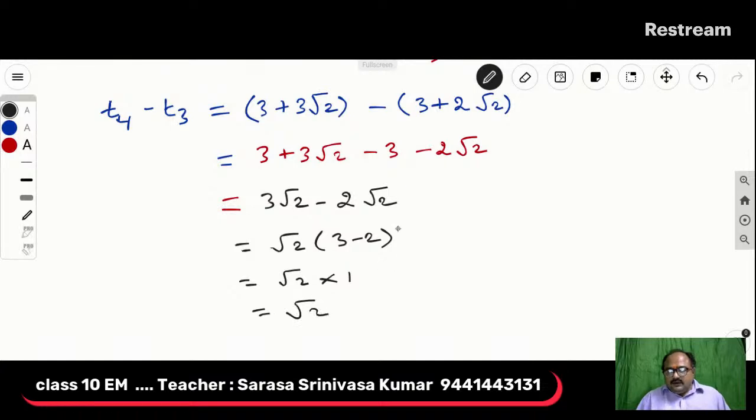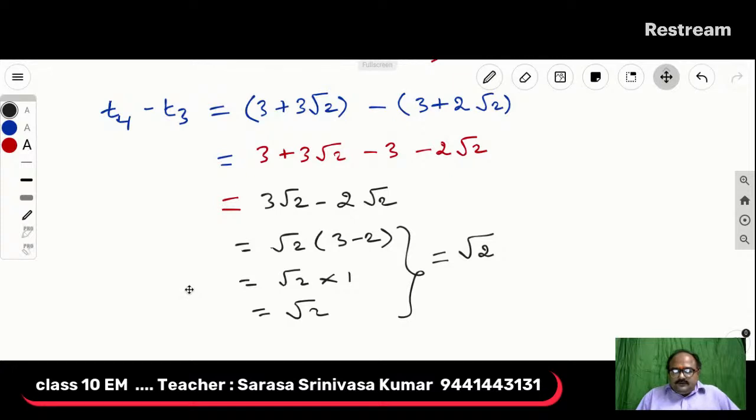Here we need not write these steps. If you understand this concept, you directly write square root of 2. If you have any difficulty in understanding this, then only you should write these steps.